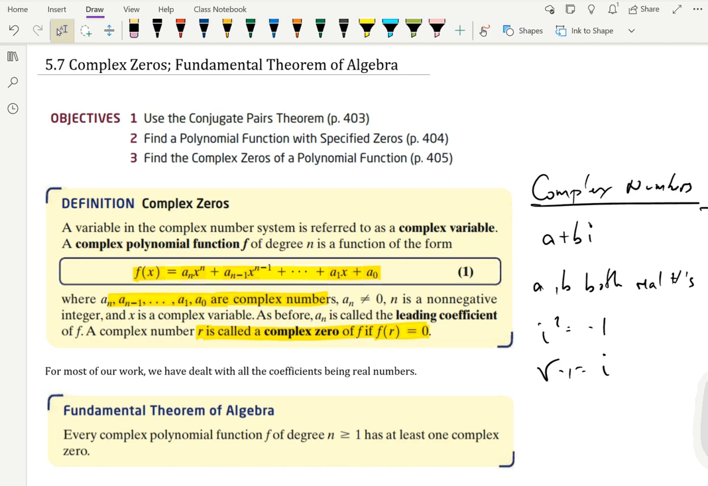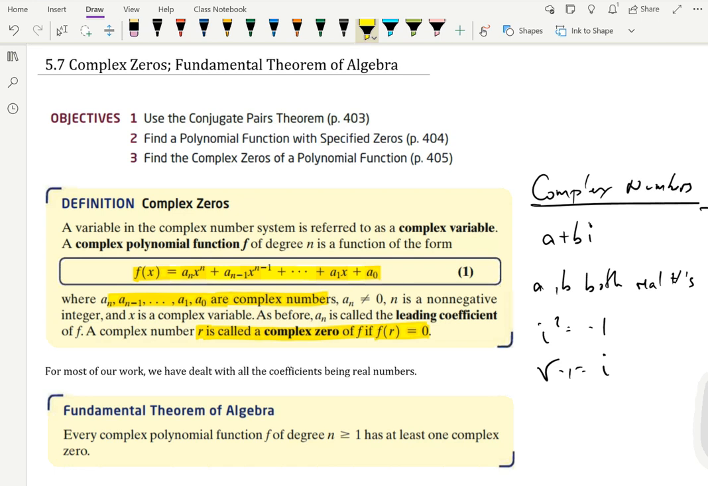So one of the items that comes out of this then is the fundamental theorem of algebra. It's beyond the scope of our class, something that we're not going to prove for our class, but we can at least take a look at. It says every complex polynomial function of degree greater than or equal to 1 has at least one complex zero. So we're going to end up with at least one complex zero overall.